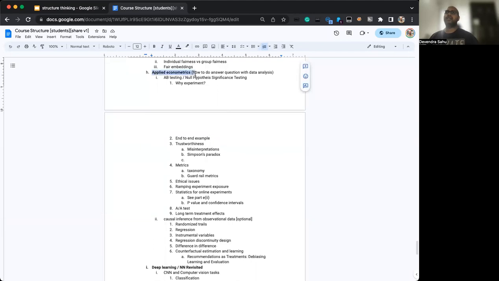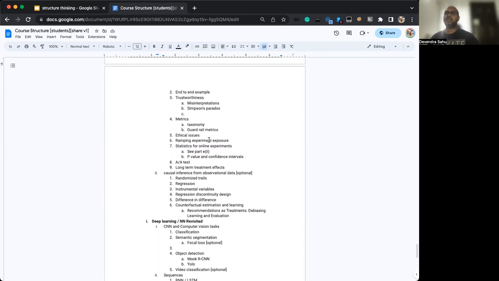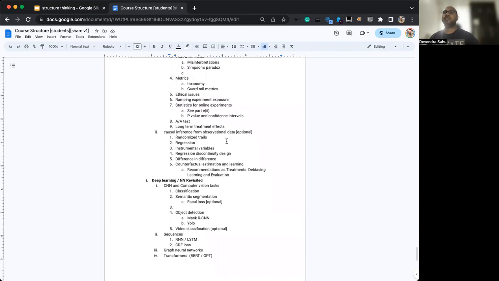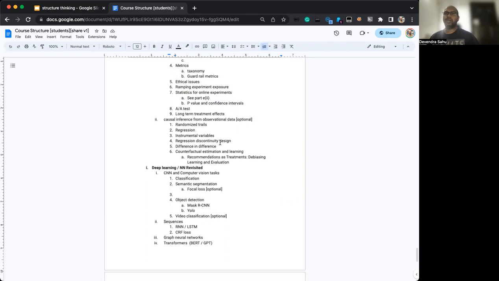We'll also look at applied econometrics. There might be some overlap with what we have previously covered, but it's mostly two parts. One is null hypothesis significance testing, or A-B testing. Inside A-B testing, there is a statistics part, which we have already covered above. But it's more about A-B testing in practical settings, trustworthiness, end-to-end example, ethical issues, how to ramp up experiments, AA test, long-term treatment effects. And there's another part to it, where we have observational data and can we ask a couple of causal questions and probably answer them in the right way.